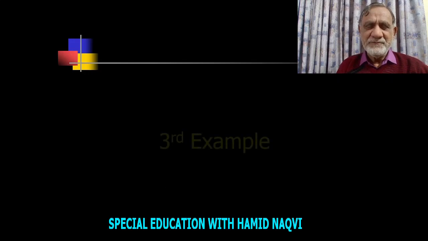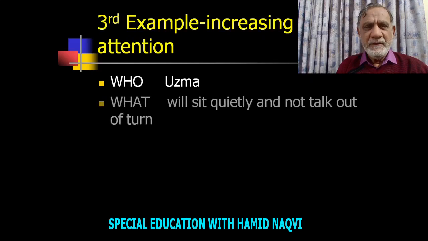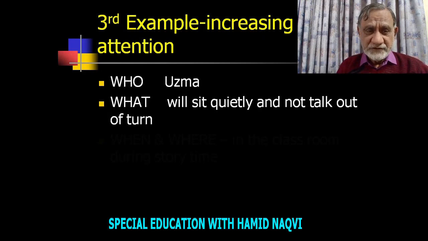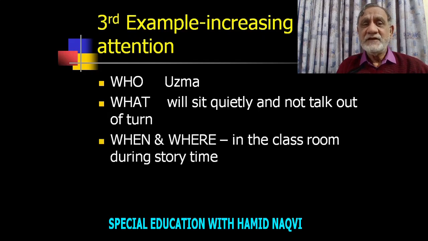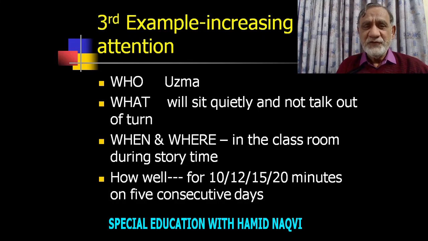Now, a third example is another child who has a lack of attention span problem. The name is Uzma. And what? She will sit quietly and not talk out of turn. This is our goal. When and where? In the classroom during story time. And how well? What is the target we have fixed?